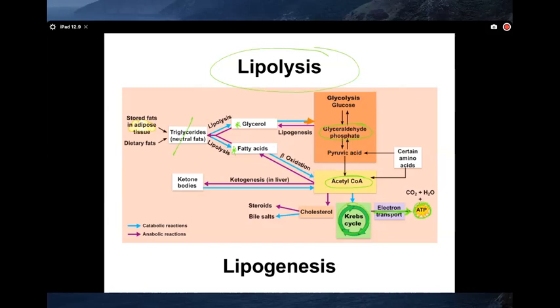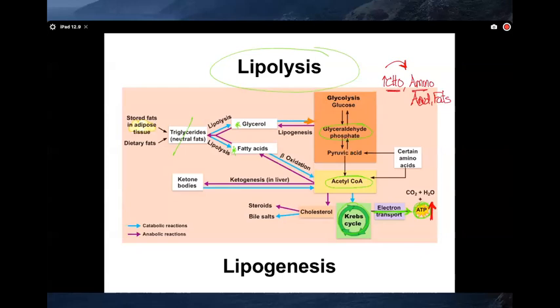All right, great. What if I do have a lot of energy and I'm eating more than what I need? So I have extra intake of carbs, extra intake of amino acids even, or extra intake of fats.